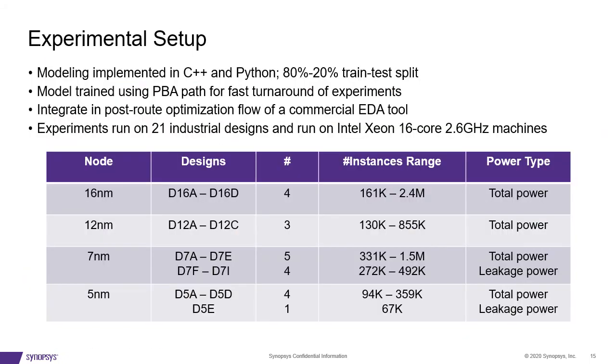Here is our experimental setup. Our modeling is implemented in C++ and Python. We do an 80-20 train test split. The model is trained using PBA path labels, essentially for fast turnaround time, but our methodology also works with PBA exhaustive. We integrate with the post-route optimization flow of a commercial EDA tool. The experiments are run on 21 industrial designs on an Intel Xeon 16 core 2.6 GHz machine.